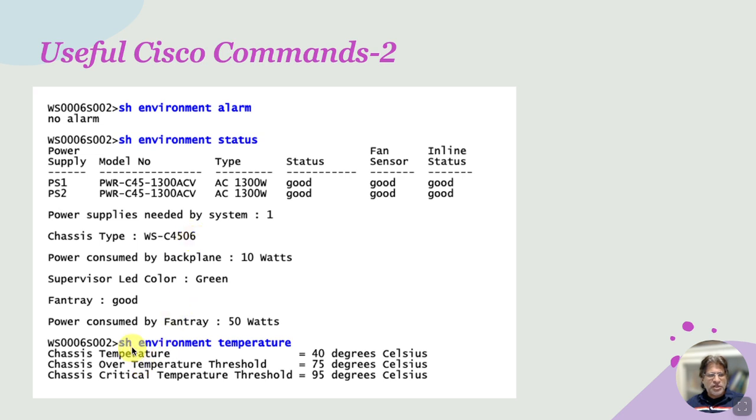If you run show environment temperature, this will give you the temperature that the environment is undergoing and see if any issues. In this particular case, there doesn't seem to be an issue basically because the chassis temperature is 40 degrees Celsius and the over temperature threshold is 75. So it's well below the 75 degrees and definitely well below the critical temperature, which is 95. So you definitely don't want to go anywhere near these temperatures here. So 40 degrees seems to be very safe to run your switch.